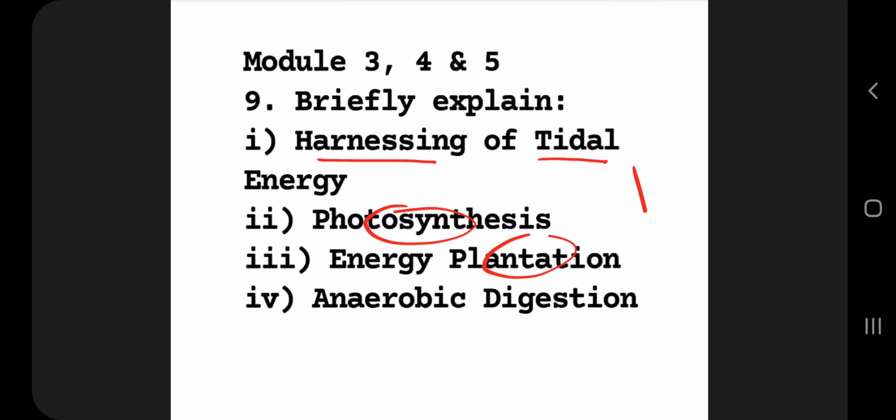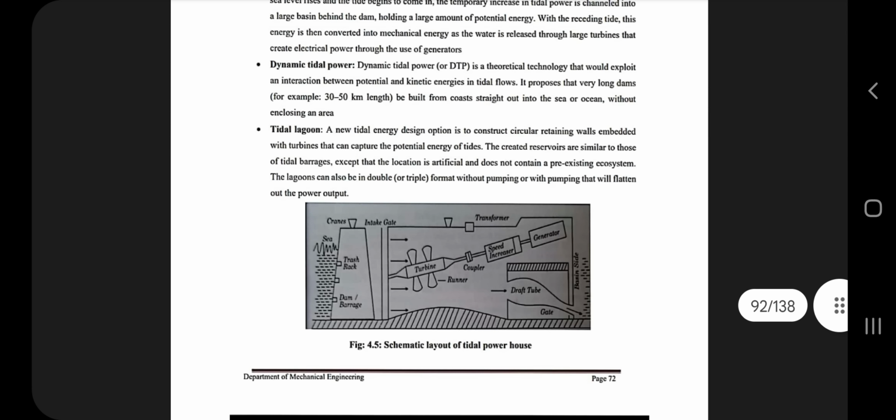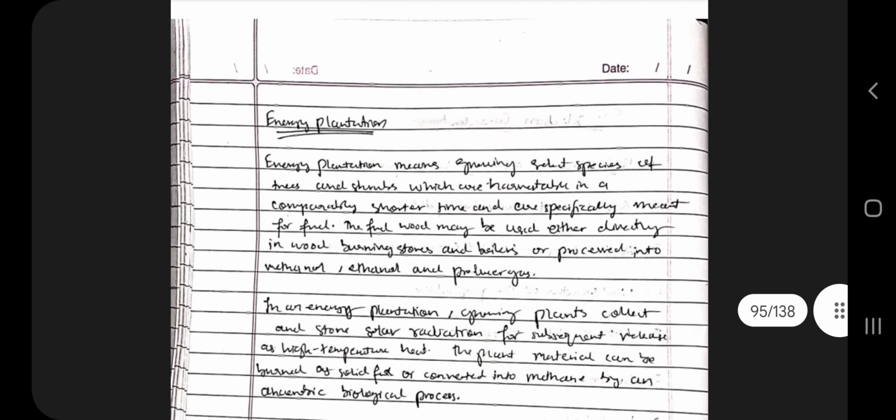Energy plantation: you will be planting some plants just for fuel purposes. When the plants grow, you will cut those plants and use them as fuel. That is called energy plantation. Anaerobic digestion means the chemical reaction or process happening in the absence of oxygen. That happens in biogas plants. Okay, some more information is given here. You can go through it, and the formulas and all the diagrams.